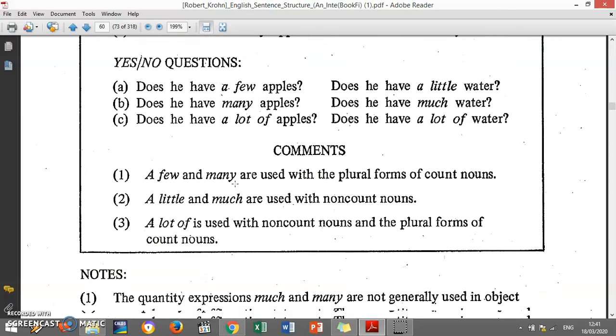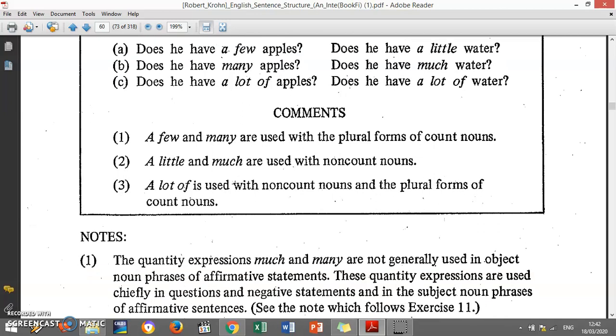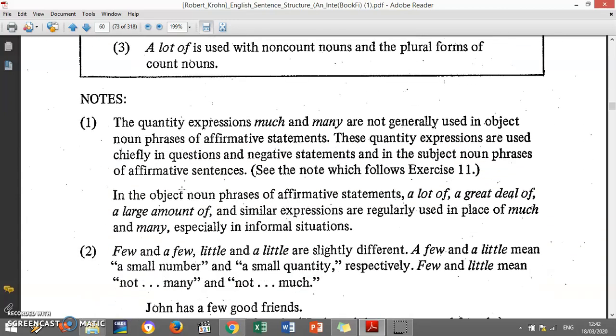And then in the table below, you can see that a few and many are used with the plural forms of countable nouns. Meanwhile, a little and much are used with uncountable nouns. A lot of is used with uncountable nouns and the plural forms of countable nouns. Jadi, a few and many ini hanya untuk countable, a little and much hanya untuk uncountable, dan a lot of ini bisa untuk dua-duanya.